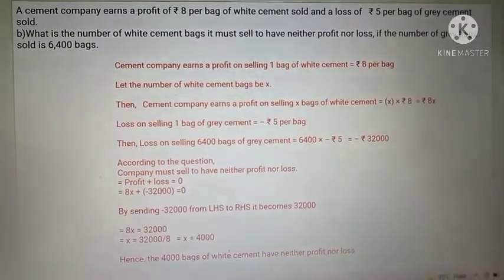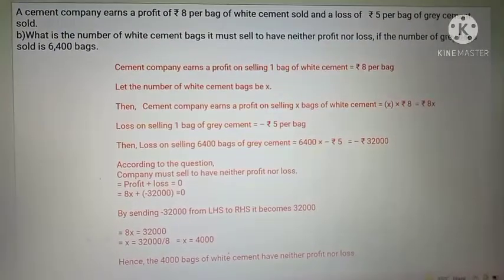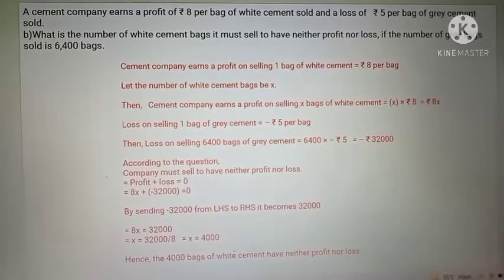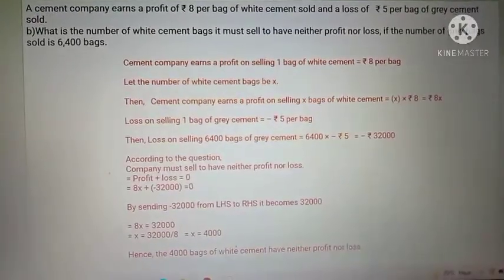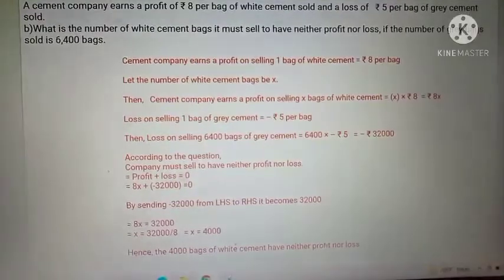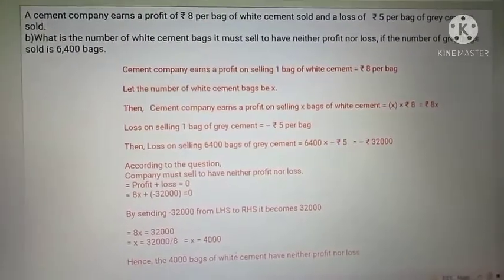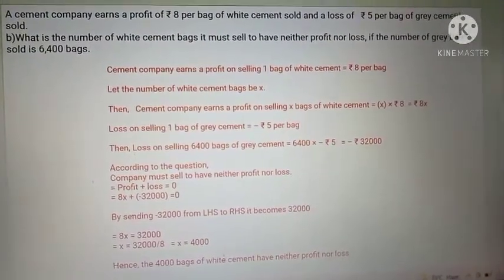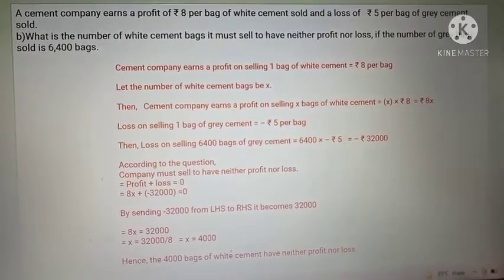Okay children, now let's move on to the second sub-question. We already know that the company earns a profit of rupees 8 per bag of white cement sold, and for grey cement sold there is a loss of rupees 5 per bag. What is the sub-question? What is the number of white cement bags it must sell to have neither profit nor loss, if the number of grey bags sold is 6,400?